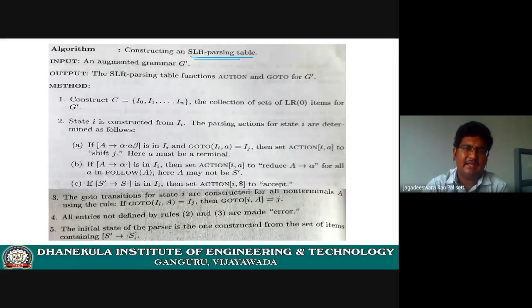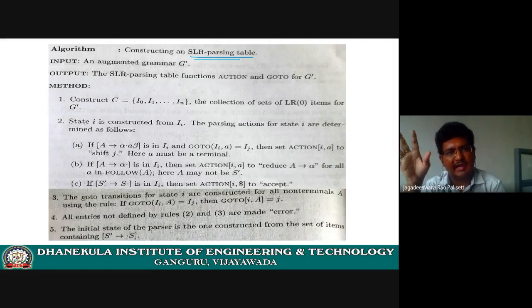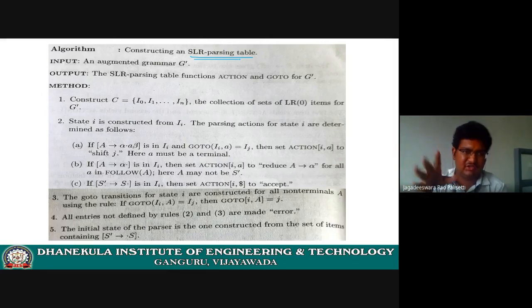I will go directly to the algorithm because 90% of this algorithm is entirely the same as that of LR(0). No problem, each and every point I will explain. Please remember carefully what is written here. If you understand those points, you will be able to write on your own. No need to learn by heart.